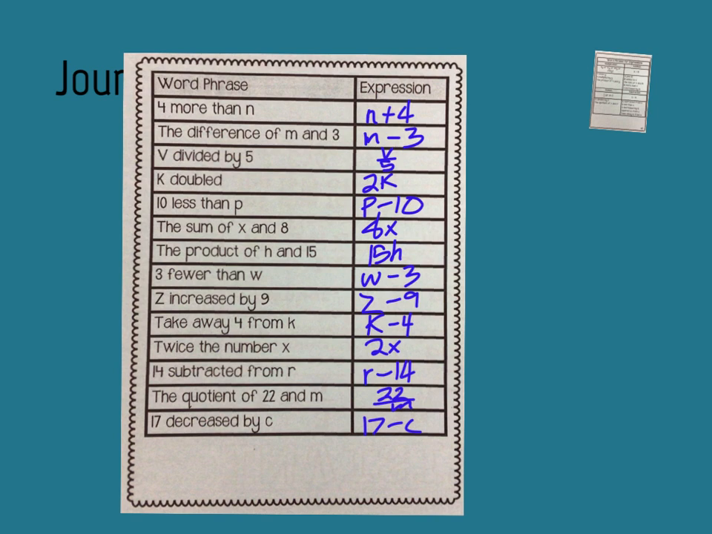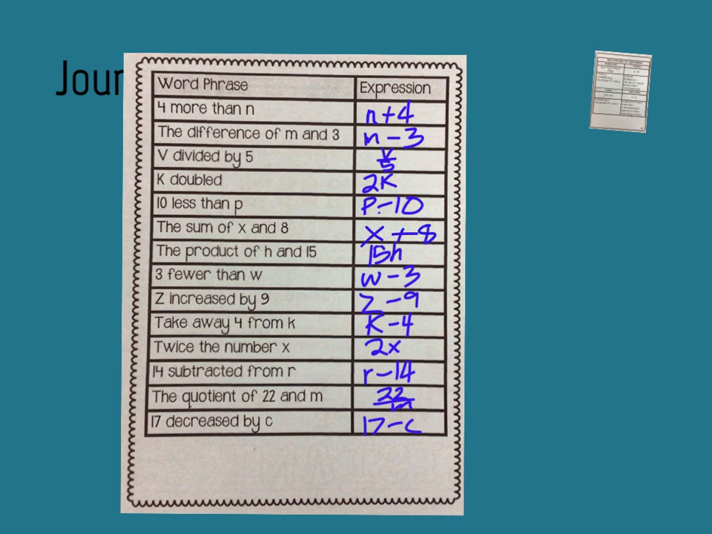The difference of m and 3. So I want to know the difference between m and 3. Difference means that we're subtracting, so m minus 3. V divided by 5, remember, we are starting to write divided with the fraction bar. K doubled, well, 2 times k. 10 less than, again, we have that than. So see how I flip those around? So you're going to have to do that. The sum of x and 8, I did that wrong too. So let me fix that. I'm glad I went through this again. The sum means add. So x plus 8.